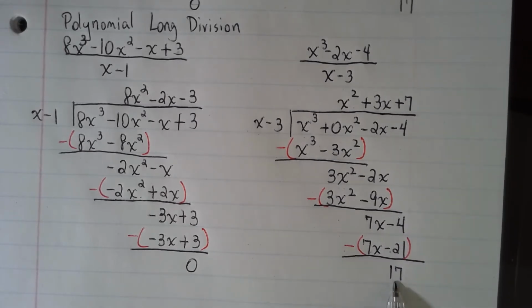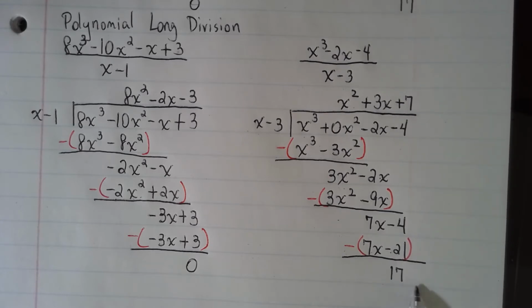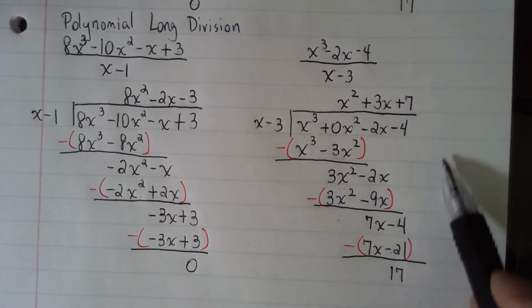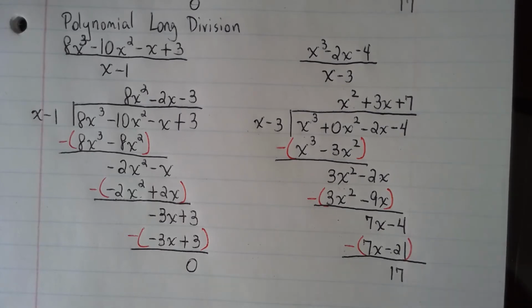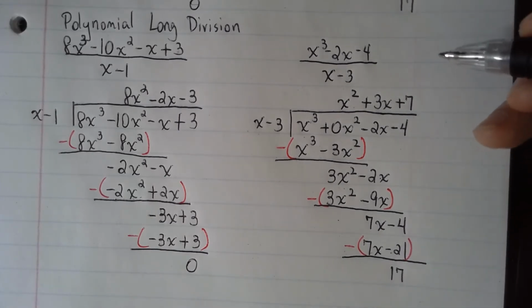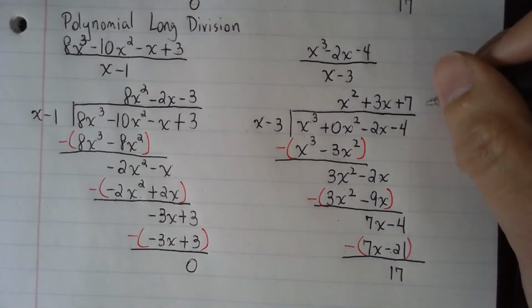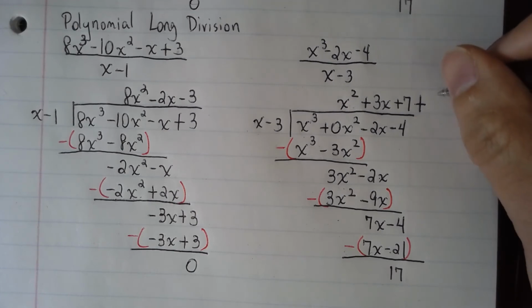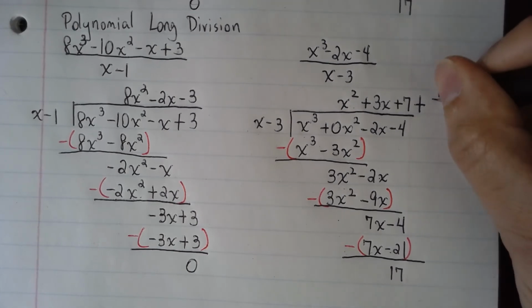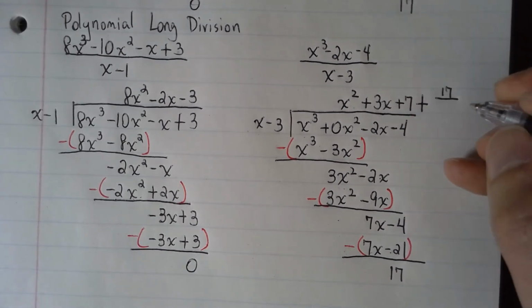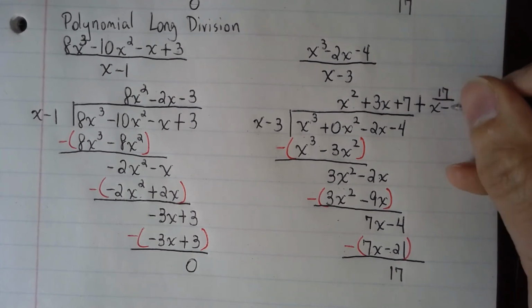I have one term left, and I need two terms to keep on going. However, there's no more terms to bring down, and that's why this will be our remainder. So how do I write the final solution? Well, right here is my quotient plus the remainder of 17, which I am still trying to divide by x minus 3.